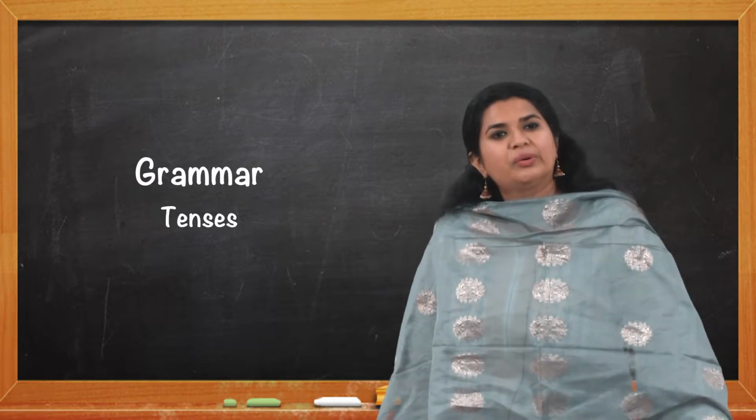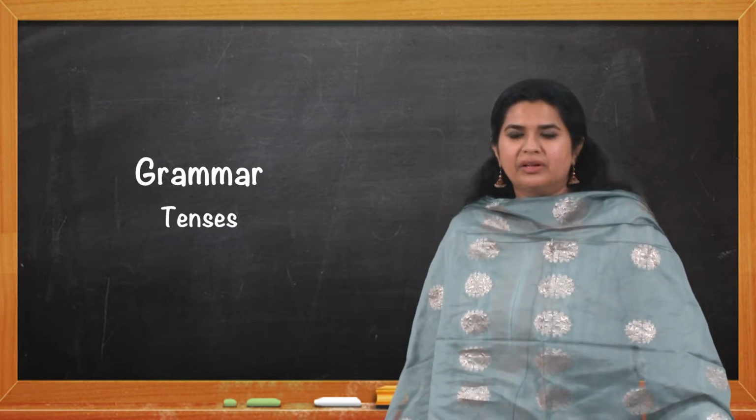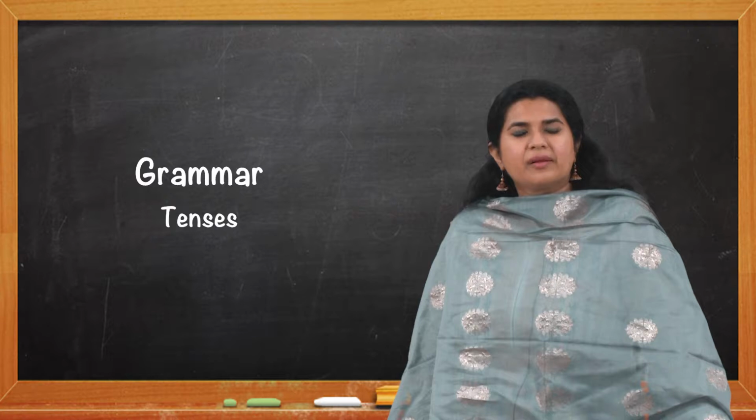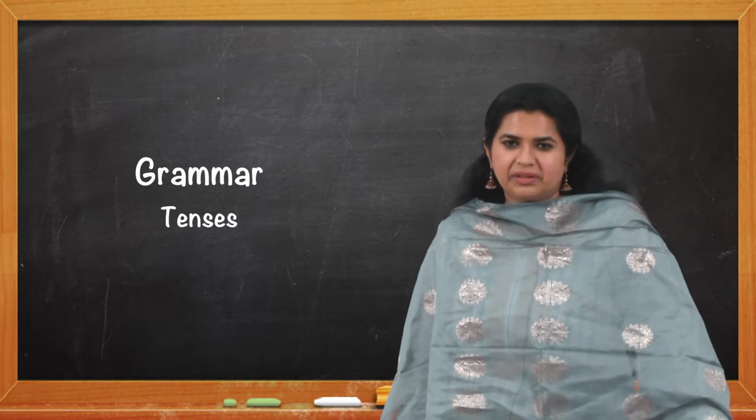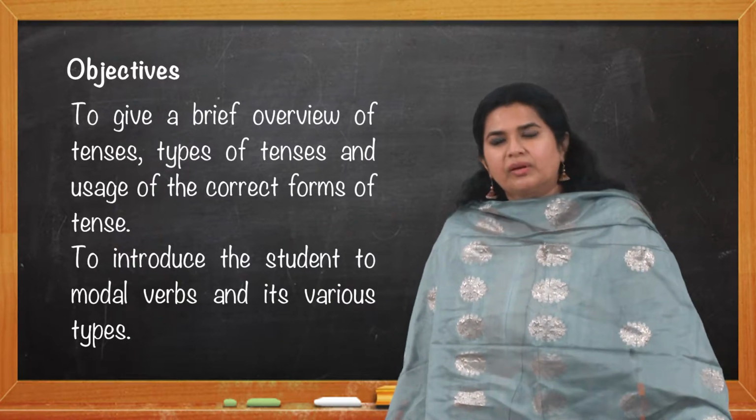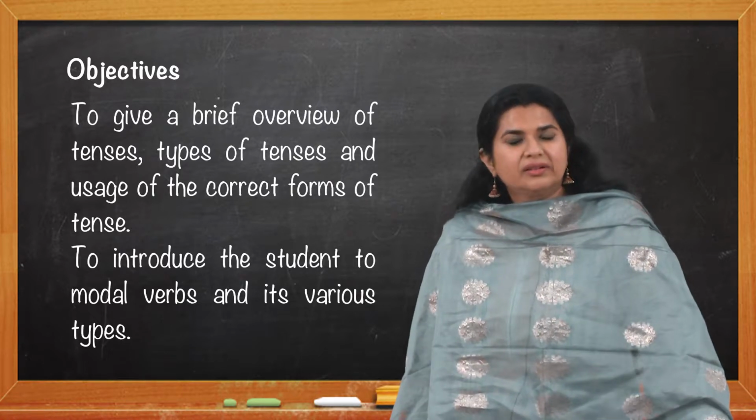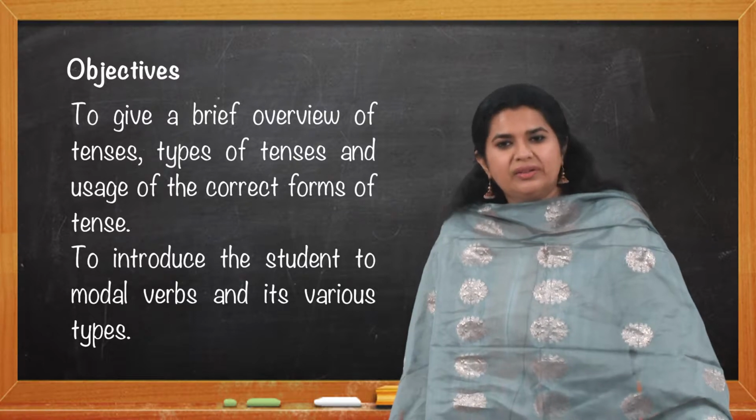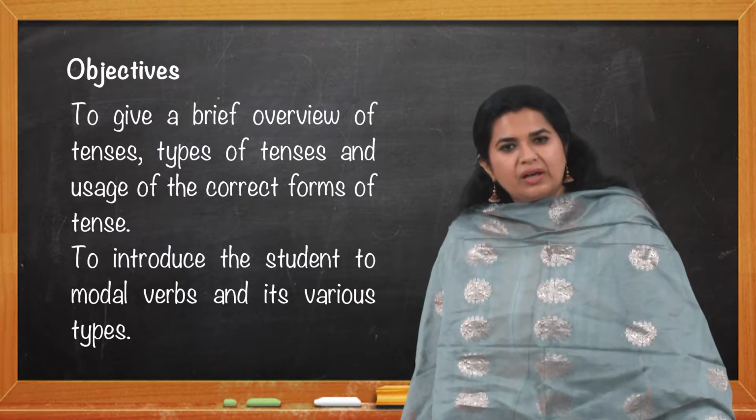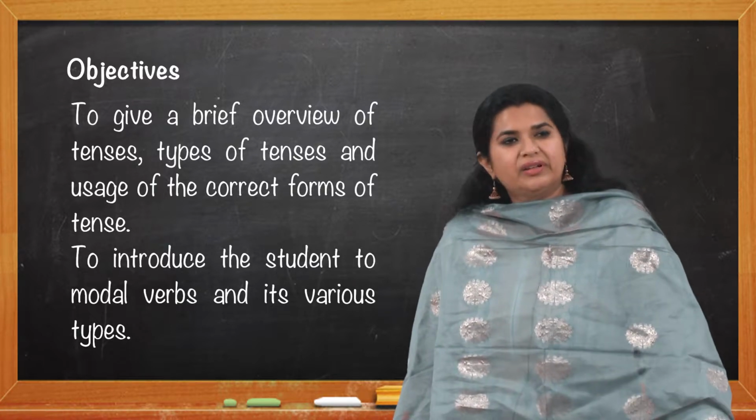One of the most frequently confused areas of grammar, one of the areas in English grammar where there is the maximum scope for making mistakes. So, welcome again and here are the objectives. What are we going to do today? To give a brief overview of tenses, types of tenses and usage of the correct forms of tenses, and also to introduce all of you to modal verbs and its various types.